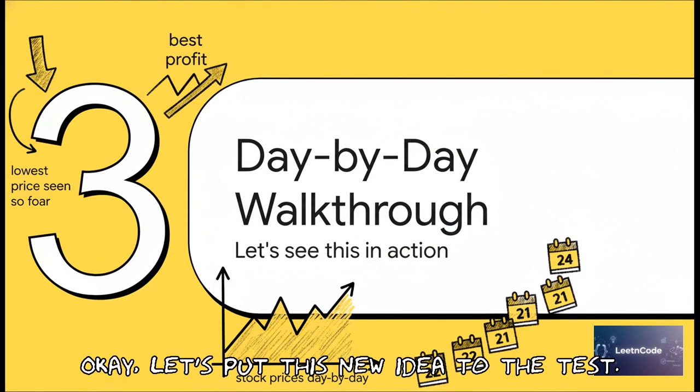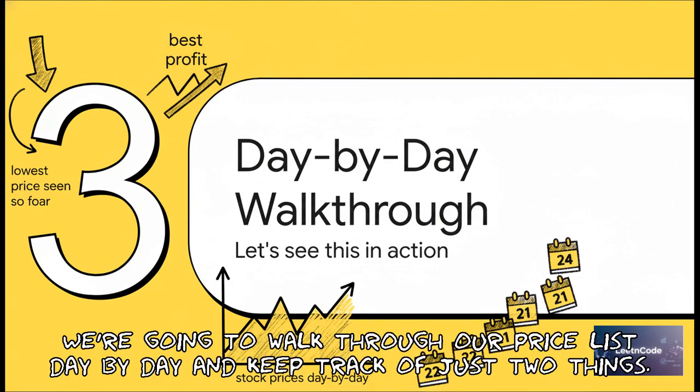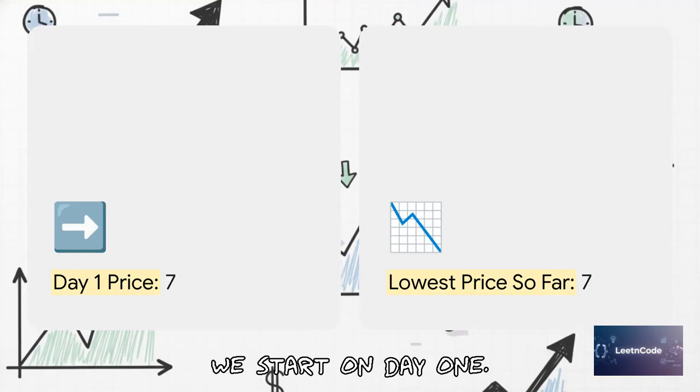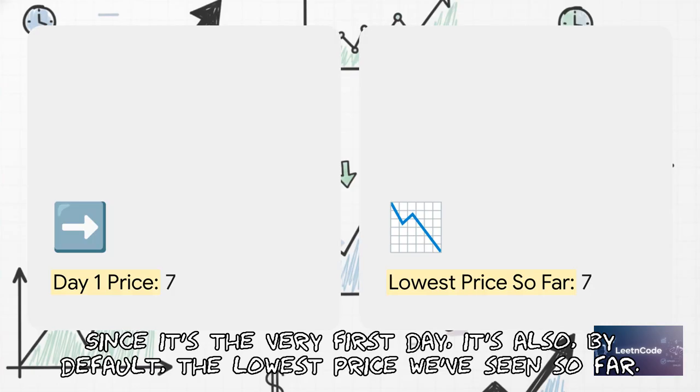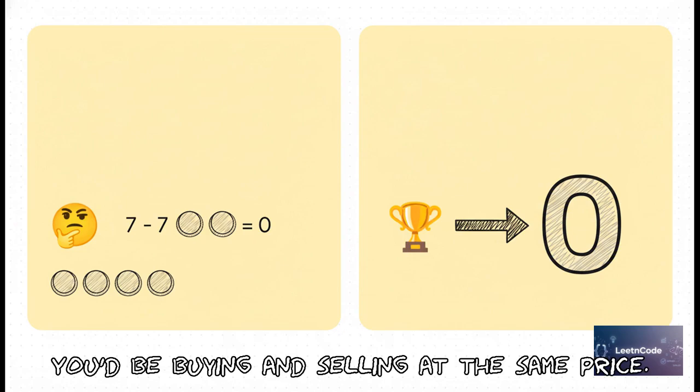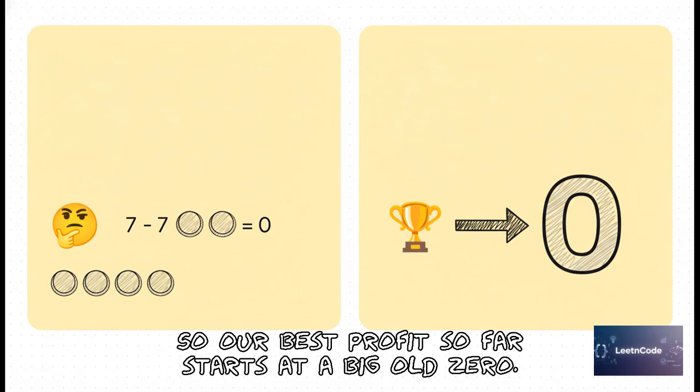Okay, let's put this new idea to the test. We're going to walk through our price list day by day and keep track of just 2 things: the lowest price we've seen so far and the best profit we could have made. We start on day 1. The price is 7. Since it's the very first day, it's also, by default, the lowest price we've seen so far. Simple enough? The potential profit for day 1 is, well, 0, right? You'd be buying and selling at the same price. So our best profit so far starts at a big ol' 0.